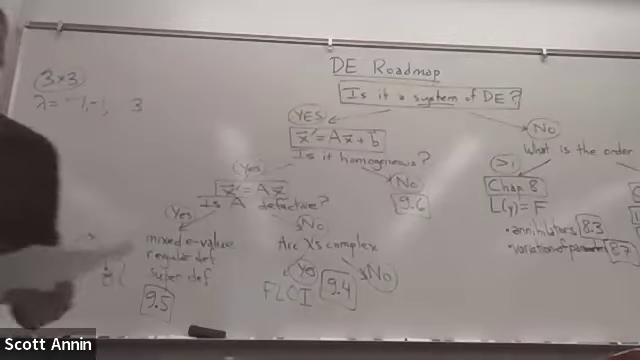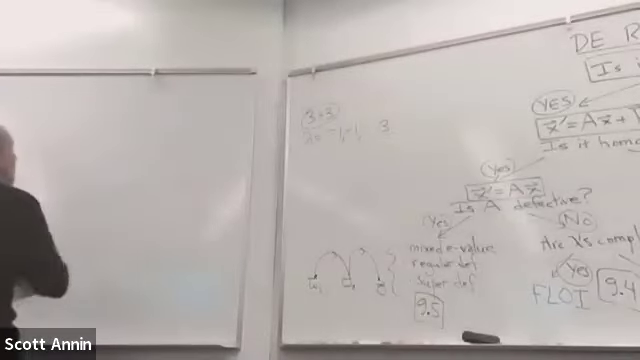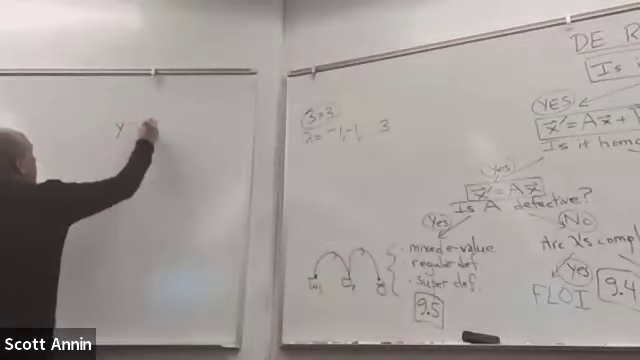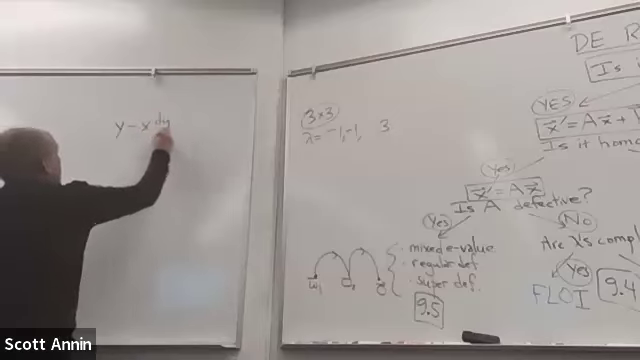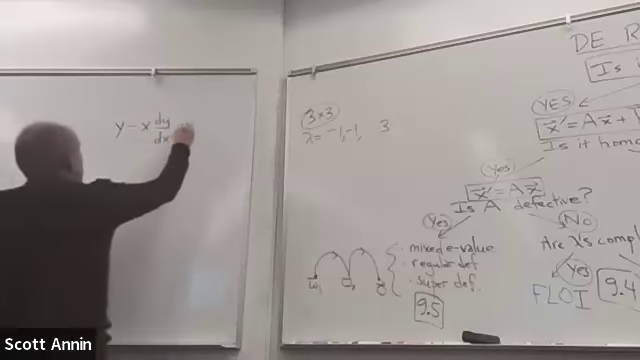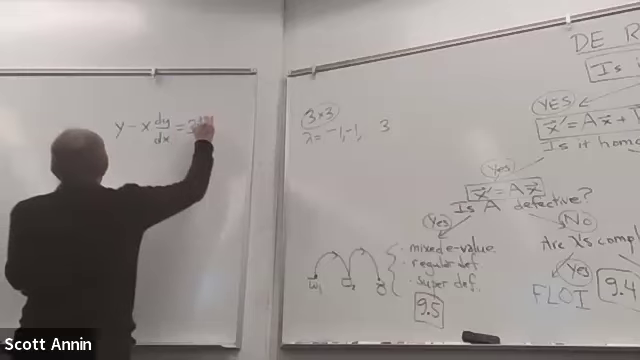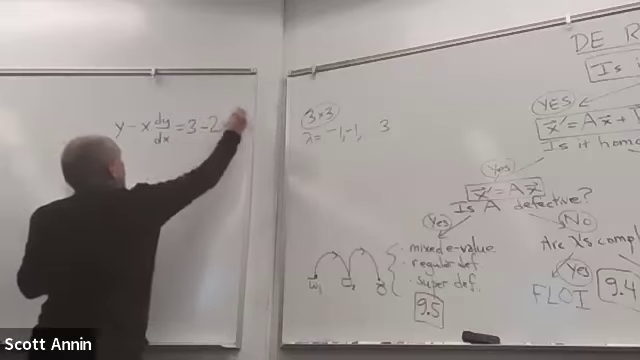Let's look at the first one. I'm going to write it on the board here as well. So the question is y minus x dy/dx equals 3 minus 2x dy/dx.